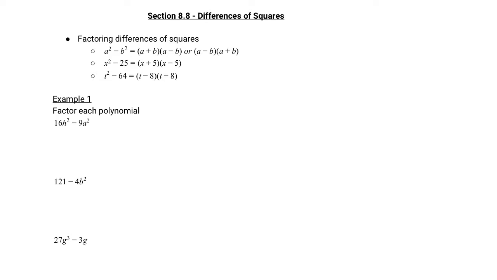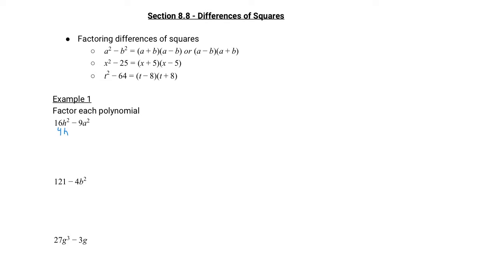We've got 16h squared minus 9a squared. Well, 16h squared is a perfect square. The square root of 16 is 4. The square root of h squared is h.